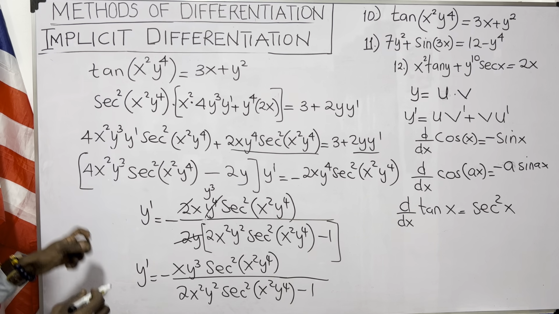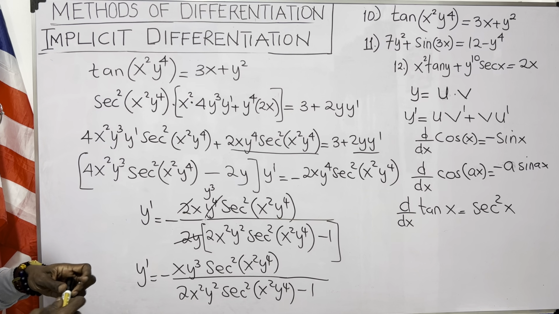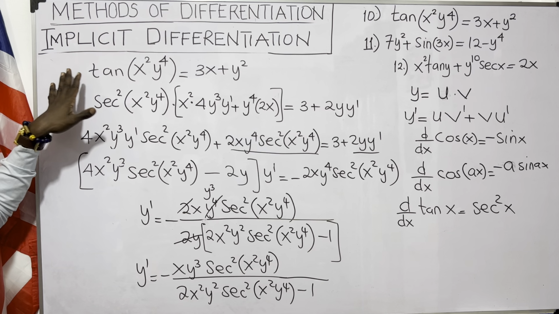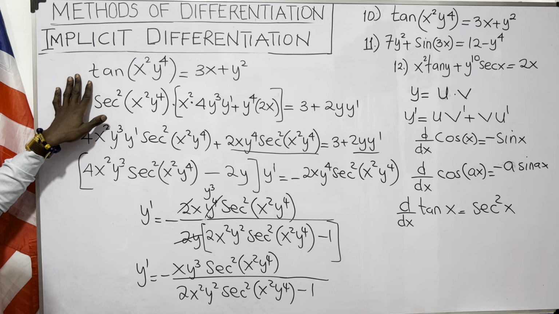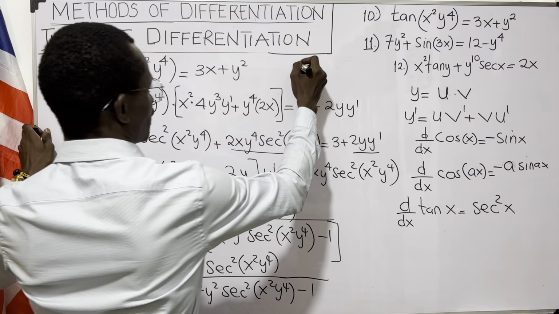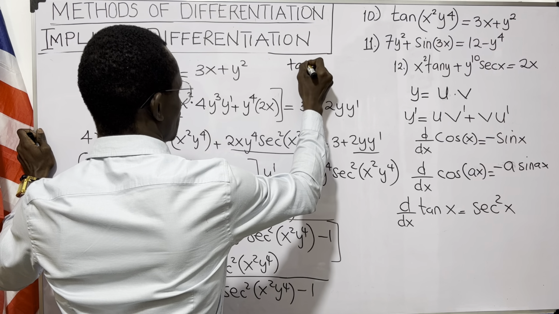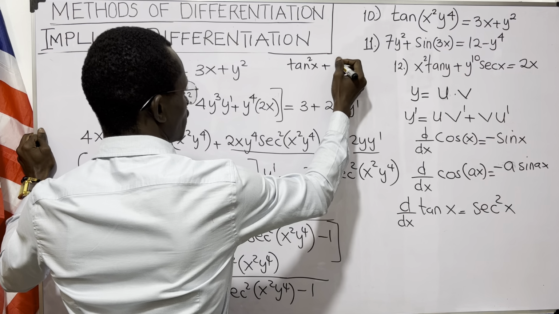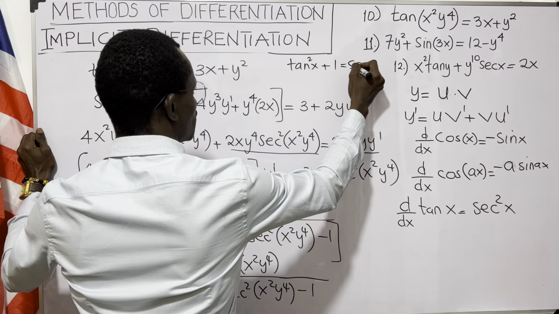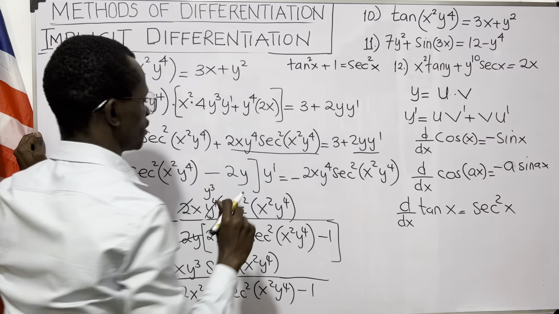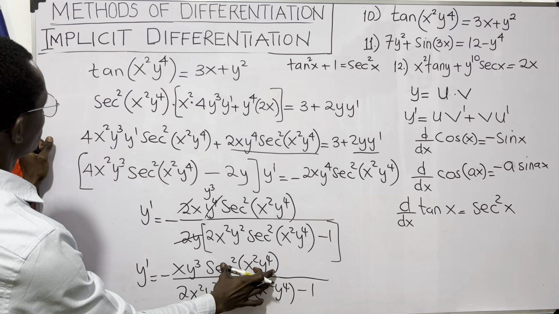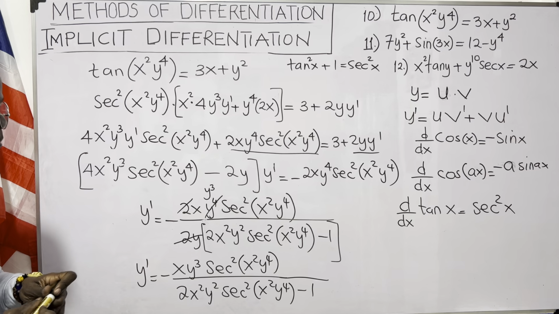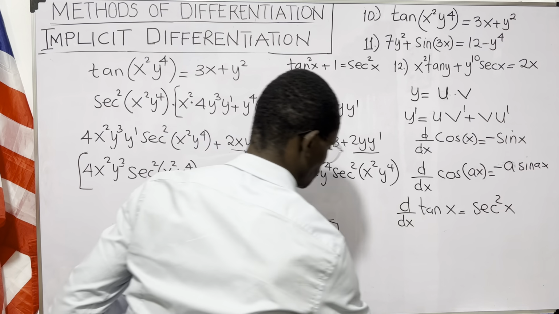Is there a way we can simplify from the problem? Can we simplify from the problem? So we know that tangent squared x plus 1 is equal to secant squared x. So this is secant squared x. Okay, we cannot do anything there. So we just leave it as it is.